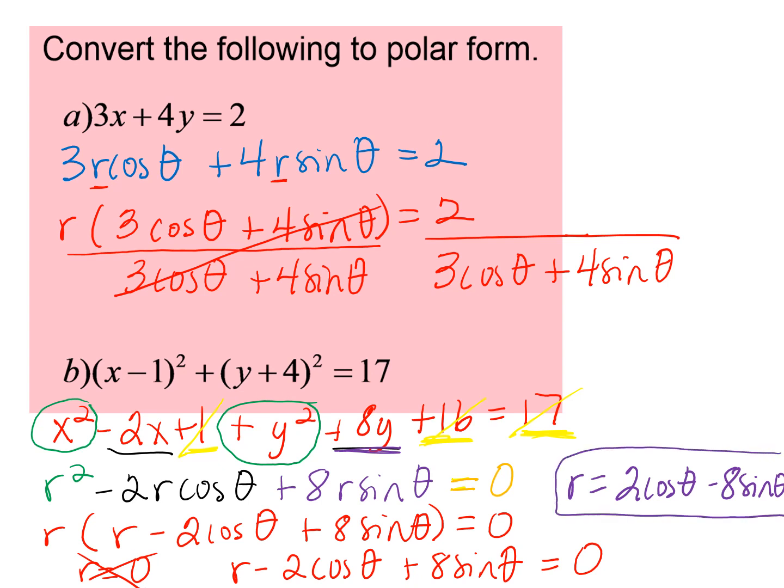And again, you could graph this now in the calculator, either in Desmos or the TI graphing calculator, and hopefully you should see a circle whose center is roughly (1, -4) with a radius of a little bit more than 4.